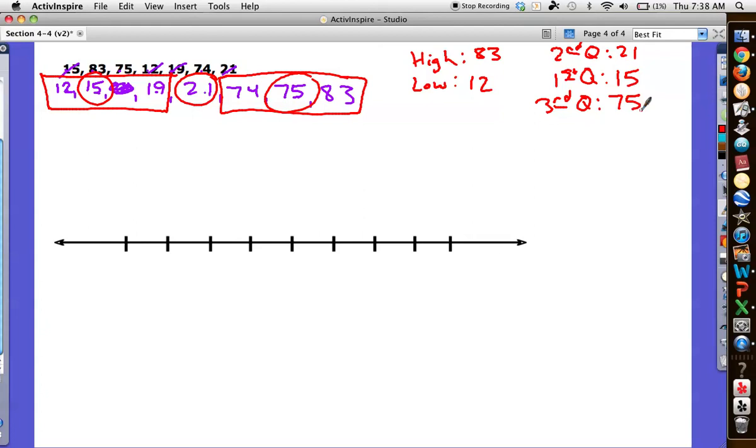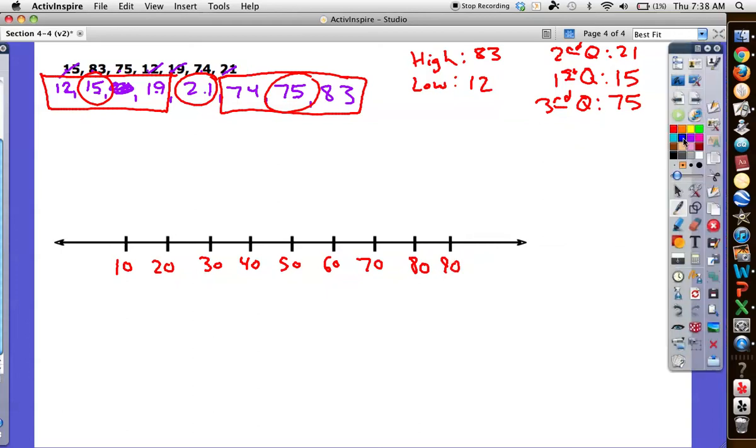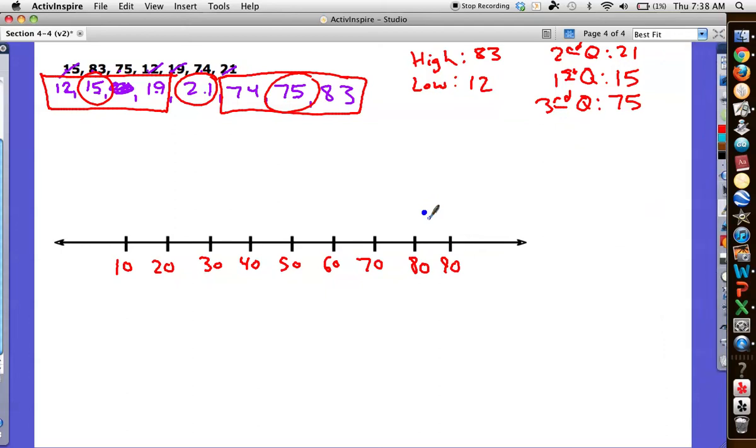Okay, now, here we go. Running out of battery, I gotta hurry. Let's go 10, 20, 30, 40, 50, 60, 70, 80, 90. All right, so estimate where these dots are. 83 is the high. 75 is the third quartile. Notice, not much distance here from 74 to 83. All right, 12 is the low. 15 is the first quartile. And then 21 is the median.